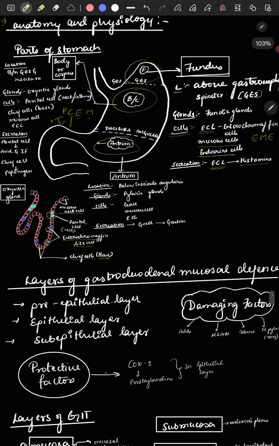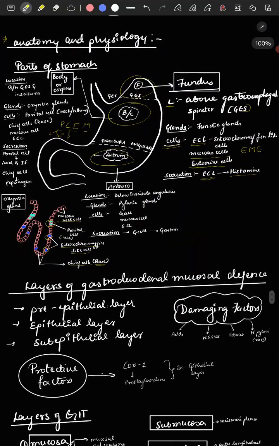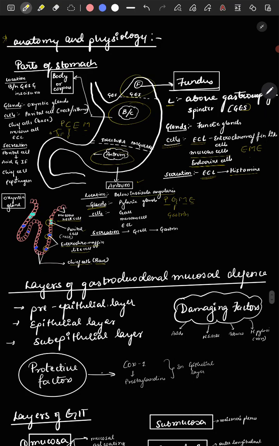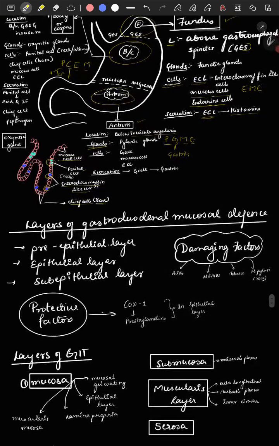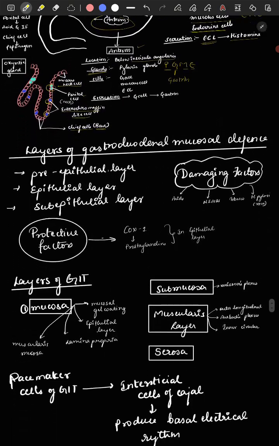Let's talk about antrum. The antrum part is located below the incisura angularis. The glands present are pyloric glands, G cells, mucous cells, and enterochromaffin like cells. You can remember it as PGME. These G cells secrete gastrin. Next, let's talk about fundus. We already talked about fundus. So that's it about the parts of the stomach and the glands and their secretion.